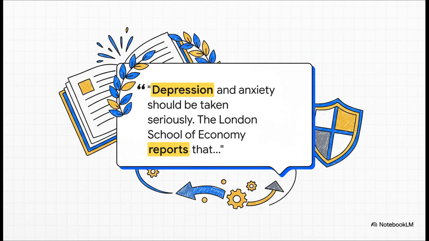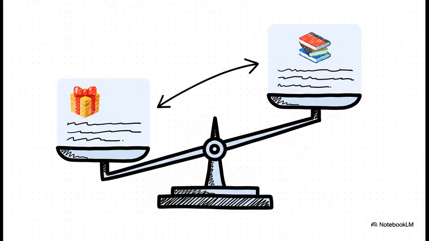Okay, here's a classic, the argument from expert opinion. When someone says something like this, what are they really doing? They're citing a big, respected institution, the London School of Economics, to borrow its authority and make their claims sound way more credible. The hidden warrant here is simple. We should trust what experts say. Then you've got the argument from analogy.